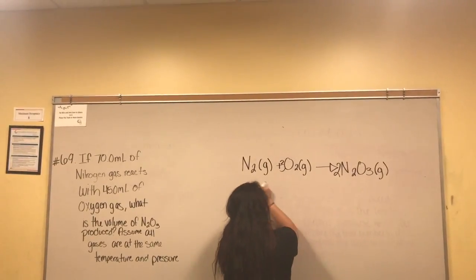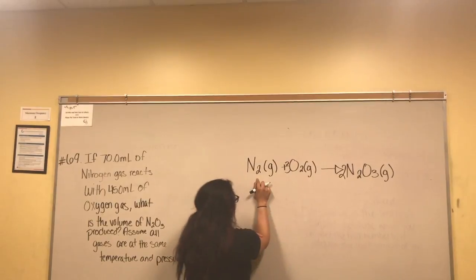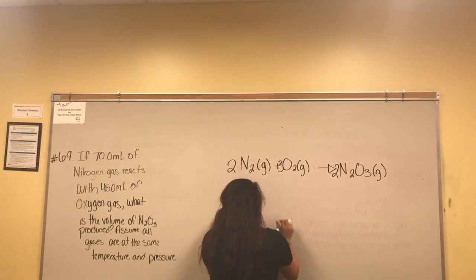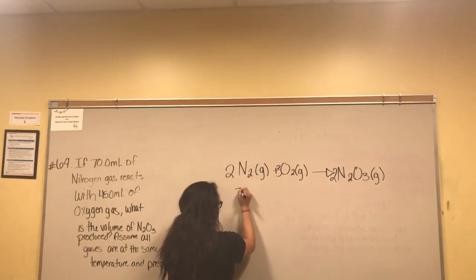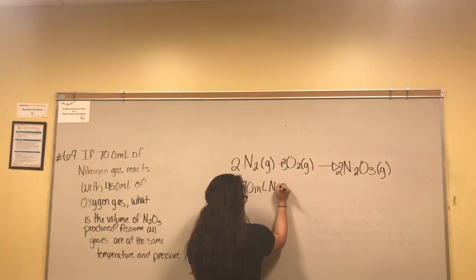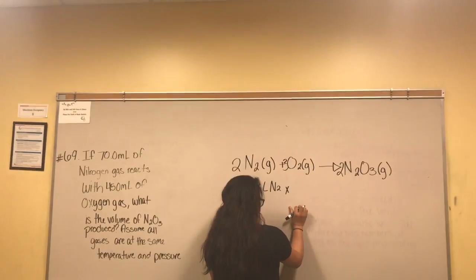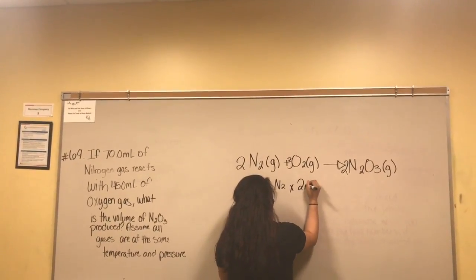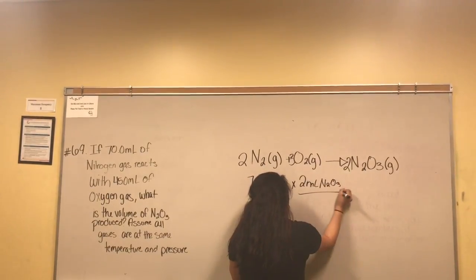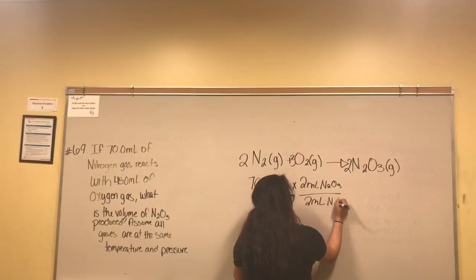Now this makes the nitrogens on both sides not balanced. So you have 4 nitrogens here and 2 over here. So to make it balanced, you put a nitrogen here, 2 nitrogens here. So from there, you get your given, which is 70 milliliters of N2. And then from there, you're gonna do the molar ratio, which is 2 milliliters of N2O3 over 2 milliliters of N2.